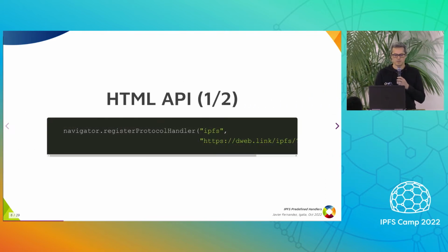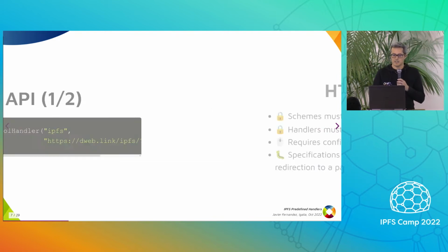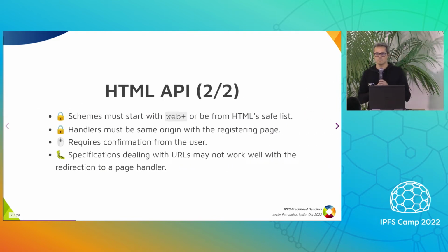The HTML API is pretty simple with just the scheme and the handler, but it has some restrictions. Either the scheme is prefixed with web plus, or it must be in the HTML safe list. Also, the handlers must be of the same origin as the registration page, and also, an important limitation, it requires confirmation from the end users to authorize the registration.